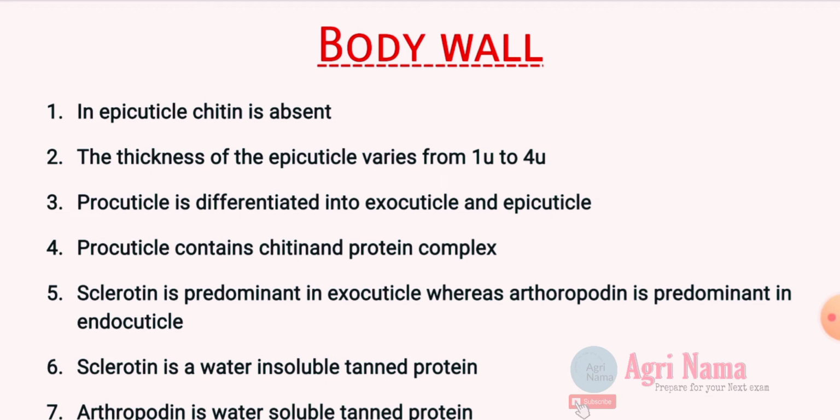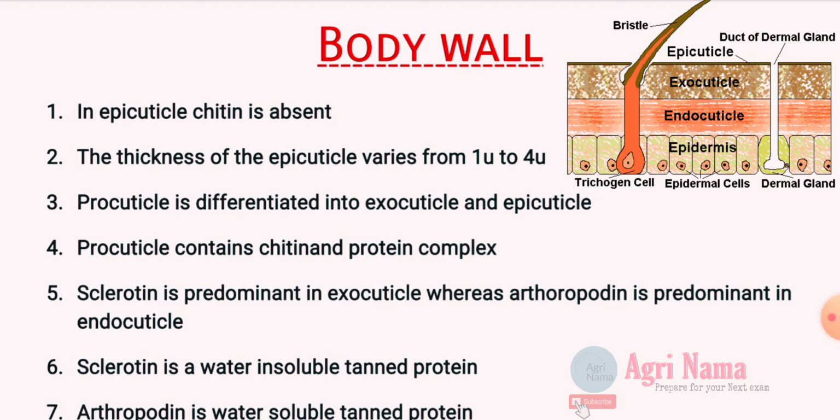Third, procuticle is differentiated into exocuticle and endocuticle. We had studied the cuticle portion. The cuticle is divided into procuticle and epicuticle. The procuticle is divided into two regions, exocuticle and endocuticle. The epicuticle is the outermost part of the insect cuticle.